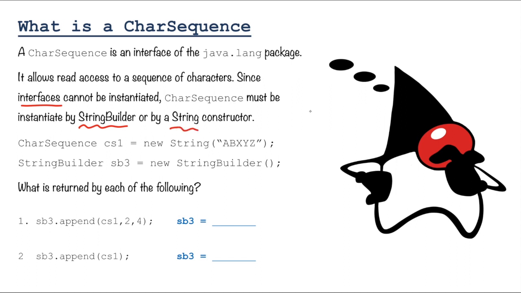So here we see on this first line, we have a character sequence declaration. The variable name is CS1, and we are instantiating it with a string constructor abxyz. And then we have a StringBuilder object, variable name sb3, new StringBuilder. So this tells us that we have a default character capacity of 16. And we're going to take sb3.append cs1, which is our character sequence, and it's going to take a sequence of characters from 2 to 4. So 0, 1, 2, 3, 4. It will give us abxy.